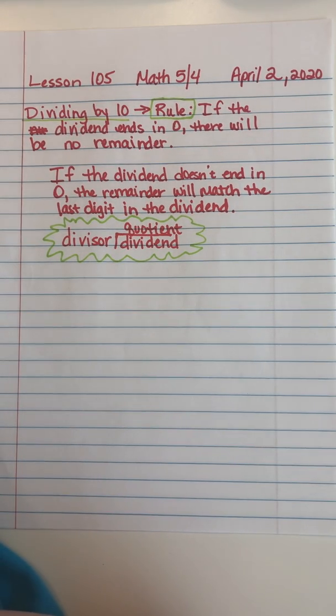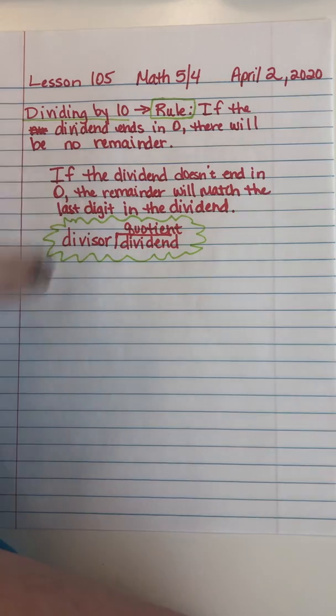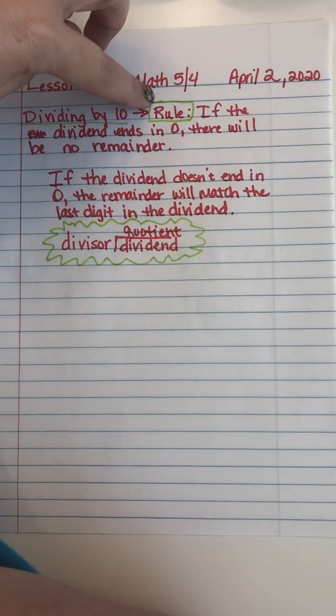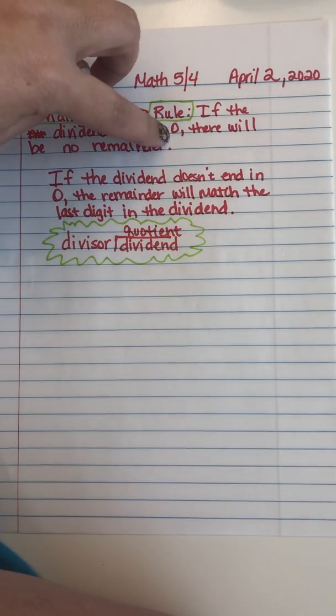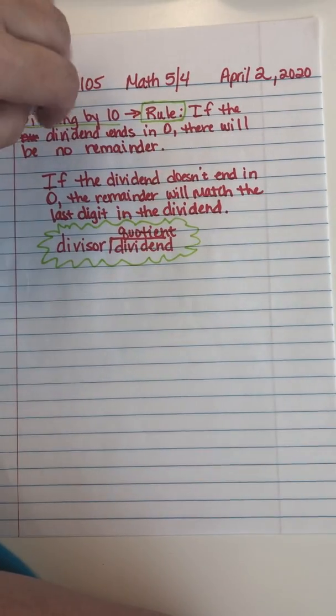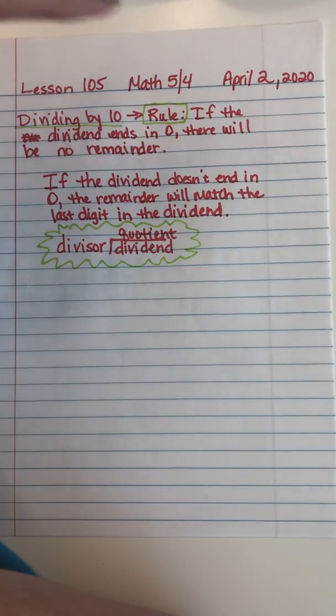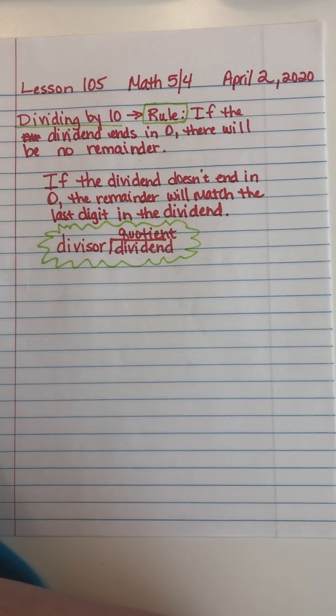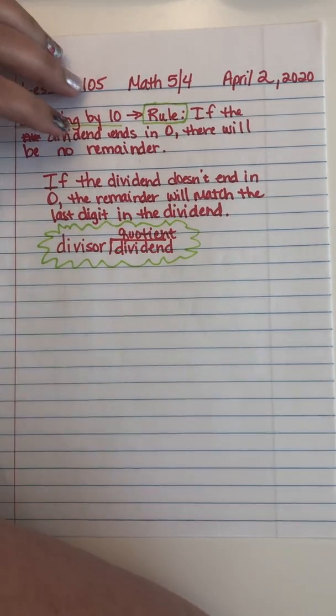We're going to deal with dividing numbers by 10. So 10 is going to be our divisor. I've written down some rules for when we're dividing by 10. The rule is, if the dividend ends in a 0, there will be no remainder. It'll go in completely even. We'll do some examples to see that. If the dividend doesn't end in a 0, the remainder is going to match the last digit of the dividend. Okay, it's a lot of words. Let's put that into some numbers.